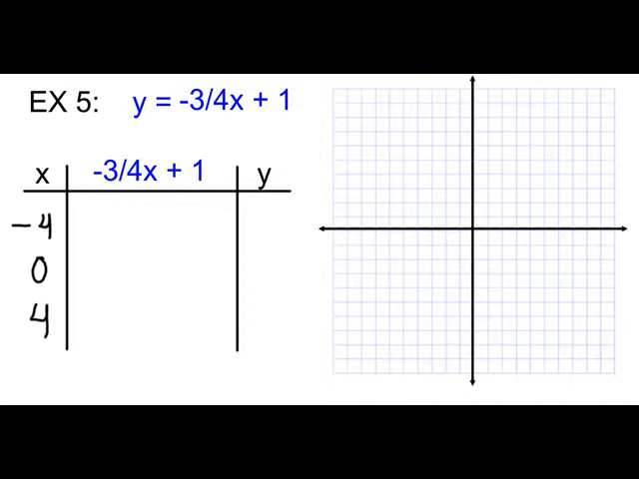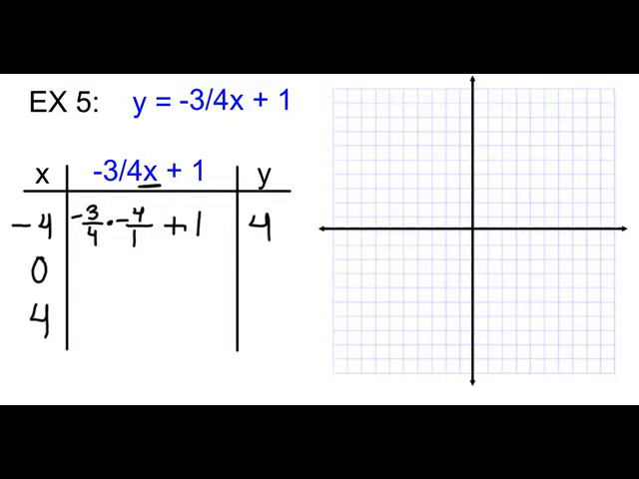So my first problem I'm going to do, this says -3/4 times x. I'm going to take -3/4 times my -4. Well, negative times a negative is a positive. If you know how to cross simplify, that's fine. I got 12 on the top. I get 4 on the bottom. 12 over 4 is +3. Plus 1 is +4.